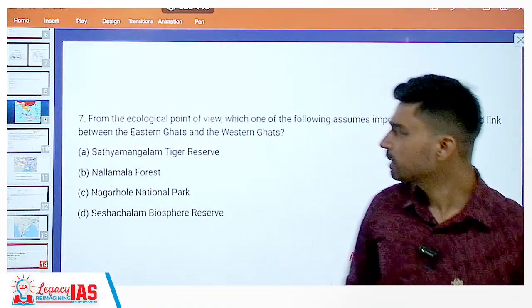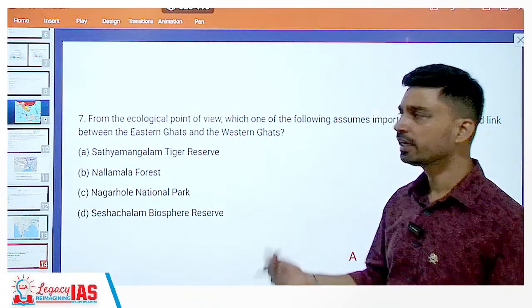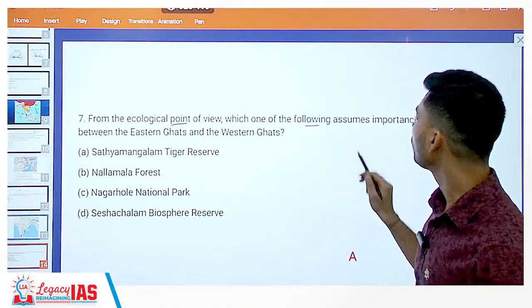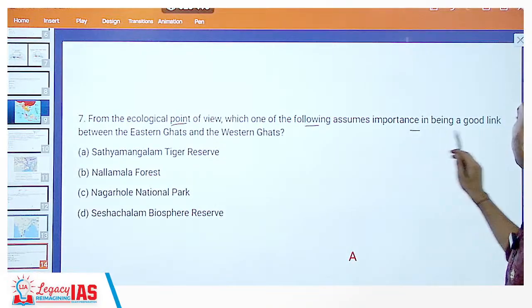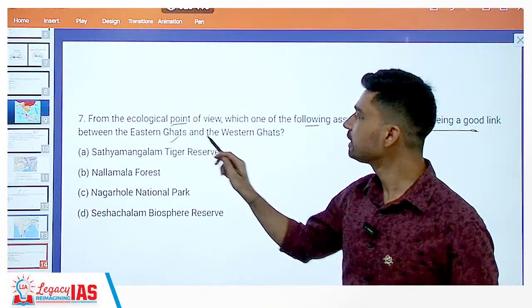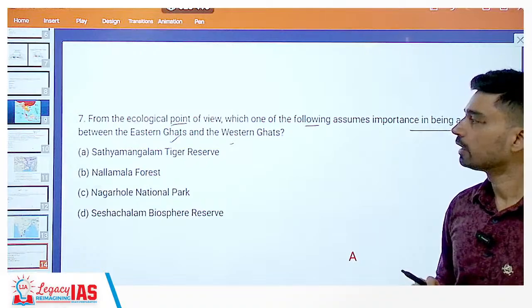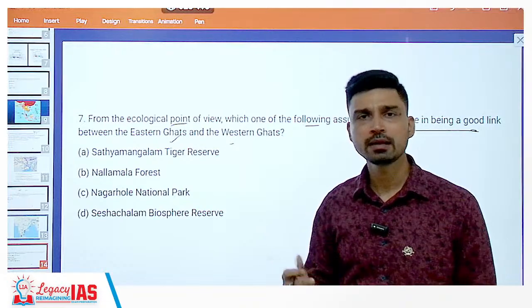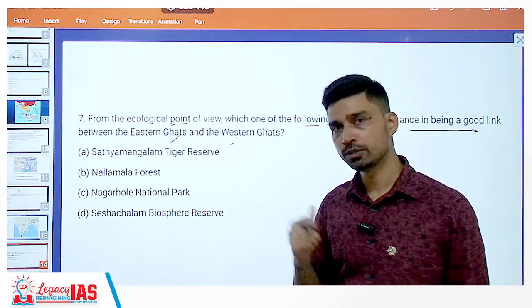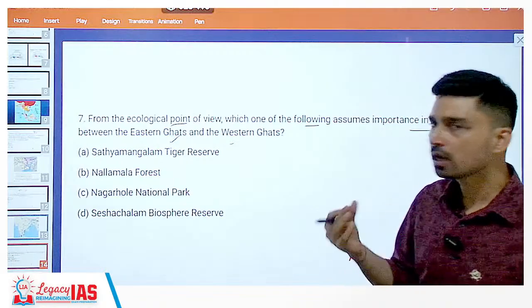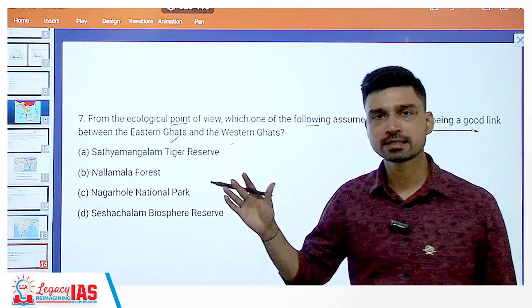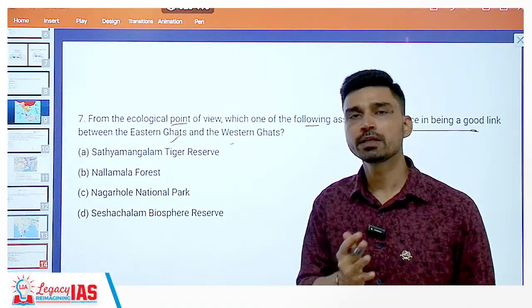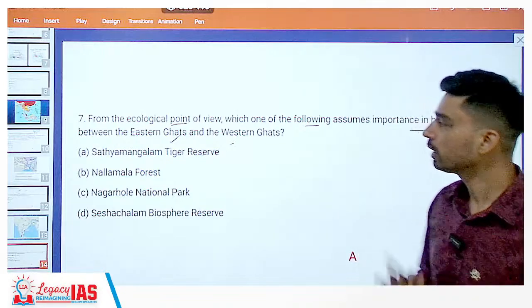The next question has been asked from the National Parks and Protected Area Reserves, where they have asked: from the ecological point of view, which one of the following assumes importance in being a good link between the Eastern Ghats and the Western Ghats. We know that the Western Ghats are a range of mountains and hills situated on the western coast of India, while the Eastern Ghats are fragmented, low-lying hills spread all the way from the Mahanadi River Delta in Odisha, then passing through Andhra Pradesh, Telangana, and further to Tamil Nadu and then Karnataka.